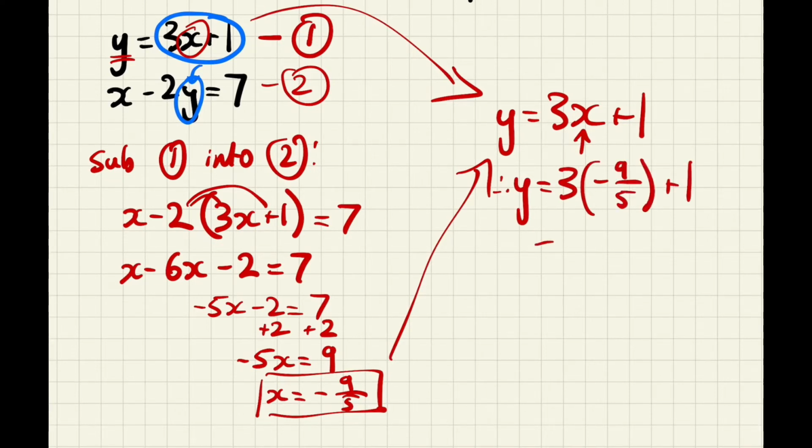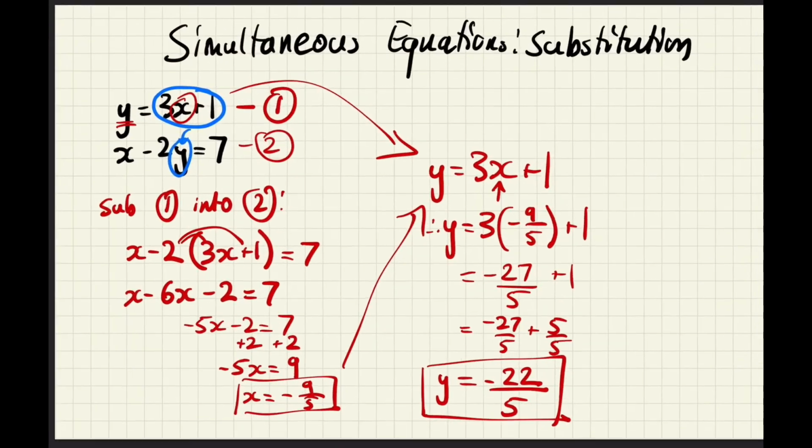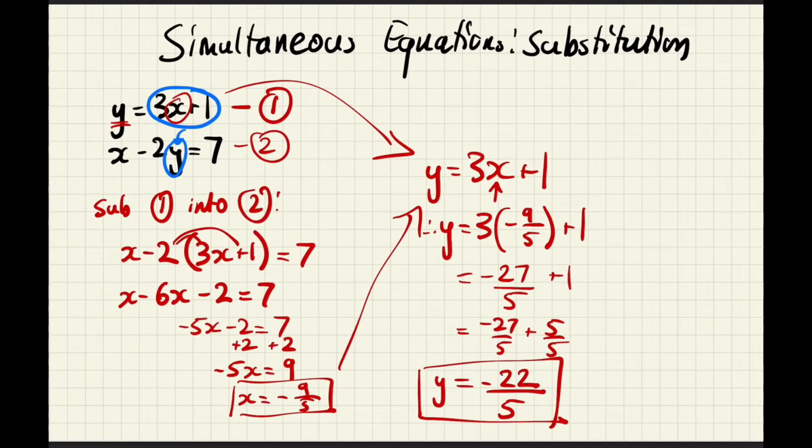Simplifying that down, we'll have y is equal to 3 times negative 9 on 5 gives us negative 27 on 5 plus 1. Then adding both of those numbers together, we'll have minus 27 on 5 plus 5 on 5, basically. So then y is going to equal minus 22 all on 5. And there you have it. That's how we solve simultaneous equations by using our substitution method.